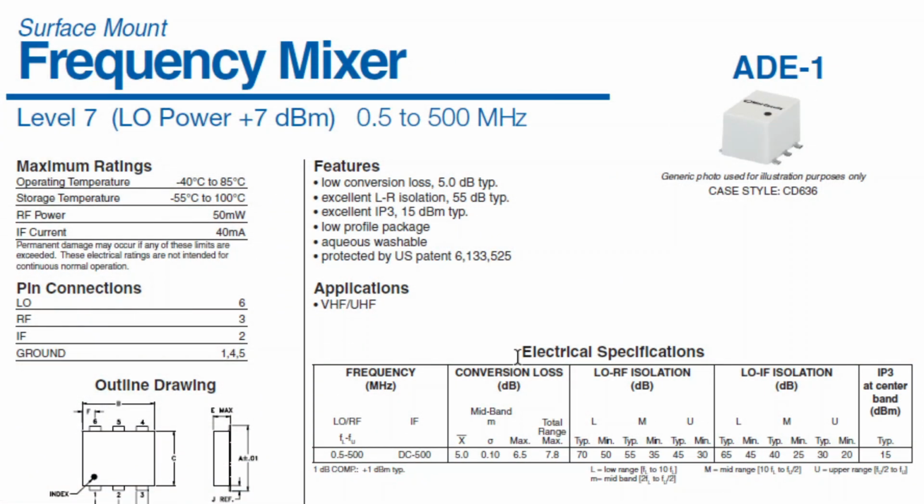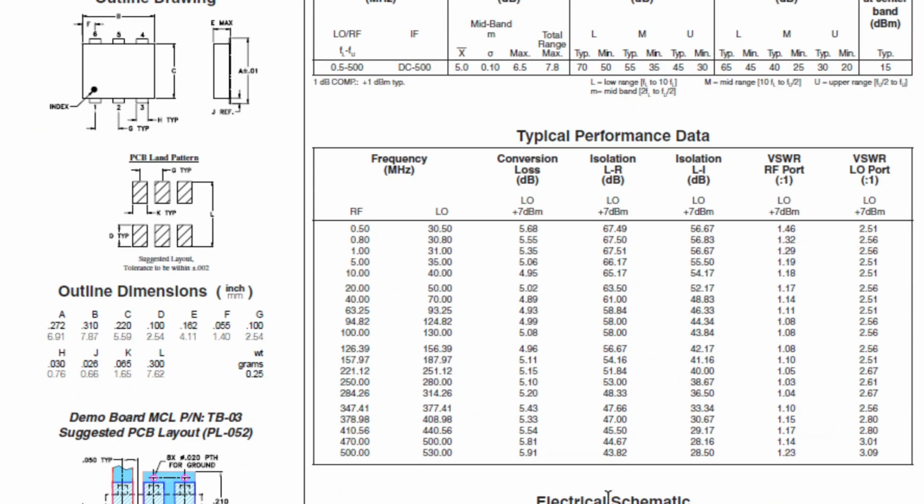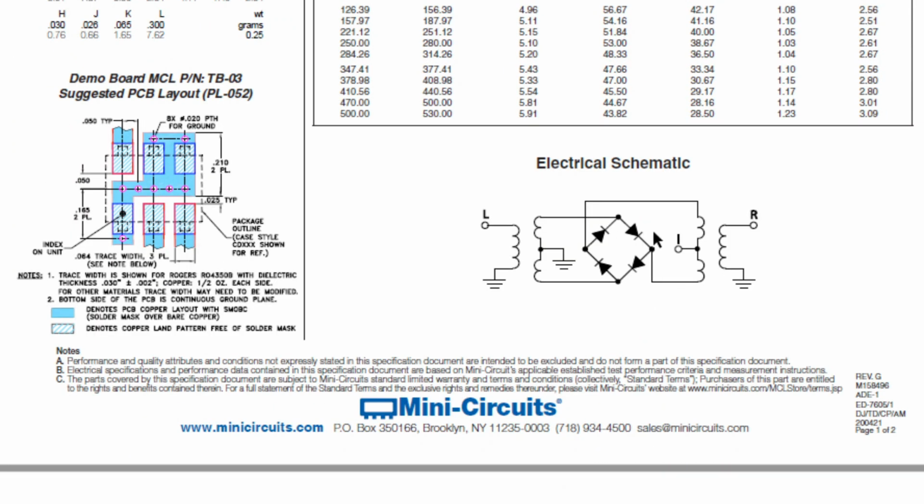Here we have the data sheet, the ADE-1 from Mini-Circuits, and it's basically a frequency mixer, commonly known as a ring diode mixer, as the diodes form a ring or a full wave rectifier effectively. And as you can see, it's from 0.5 meg to 500 megs, and it's a little plastic package with a little diode die and 2 small transformers. And so if we scroll down, we can see the schematic here.